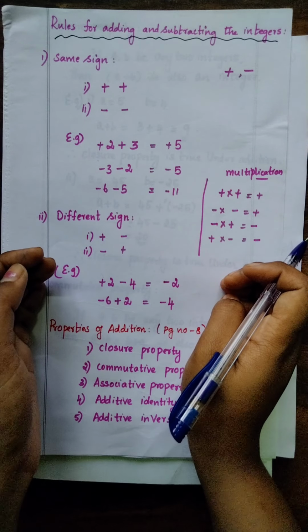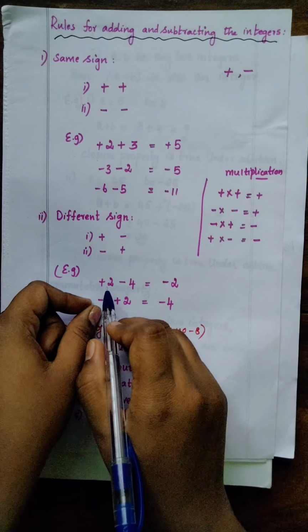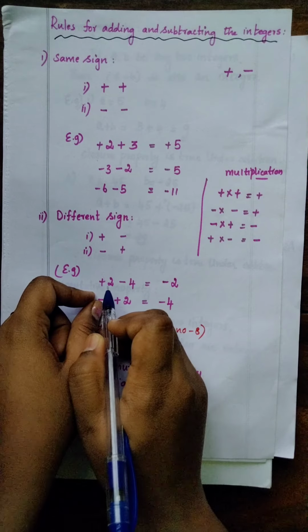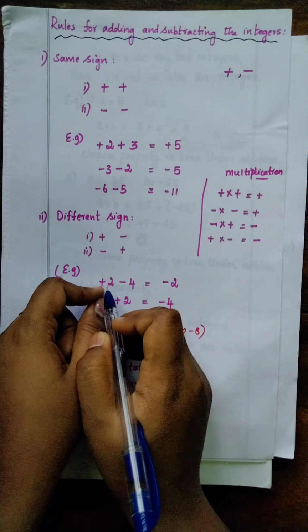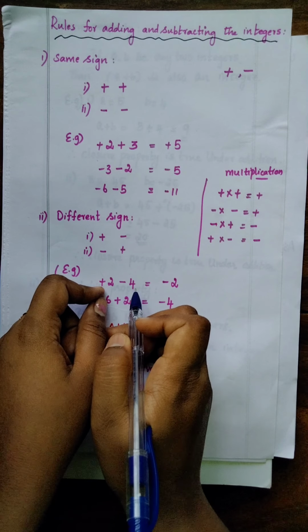What will you do? Yes, you need to subtract. Here, see the example: plus 2 minus 4. One number has a plus sign, that is the positive sign. One number has a minus sign, that is the negative sign.